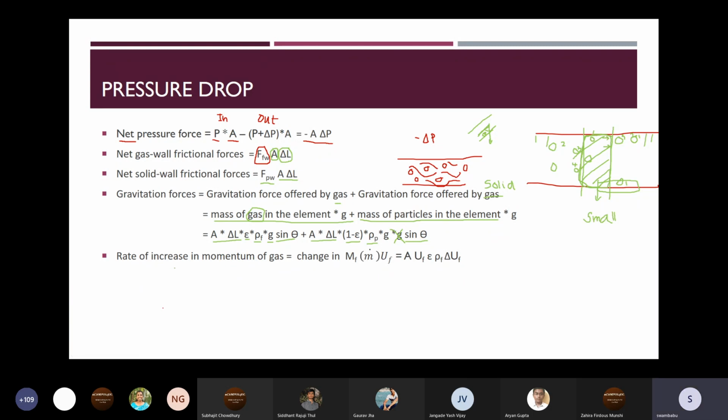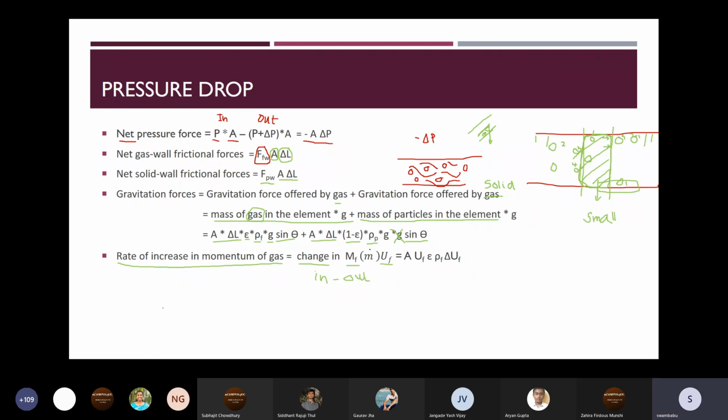Rate of increase in momentum of the gas. So the rate of increase in momentum is nothing but mass flow rate into velocity. The rate of change in momentum can be estimated as the momentum at the inlet minus the momentum at the outlet.